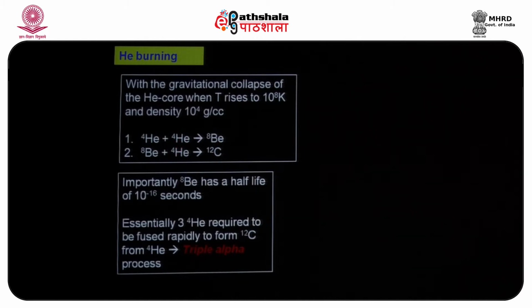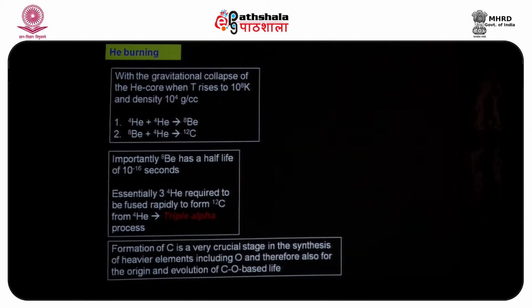Now, this is a bottleneck in the nuclear reaction chain through which the heavier elements are produced. Had this not happened, then we would not have got the heavier elements beyond helium, and the entire universe would have been composed of only hydrogen and helium. And remember, if this carbon would not have been produced, I would not have been here to discuss the origin of elements, because we, including myself, are composed mainly of carbon, hydrogen and oxygen. So this formation of carbon is a very crucial stage in the synthesis of the heavier elements, including oxygen.